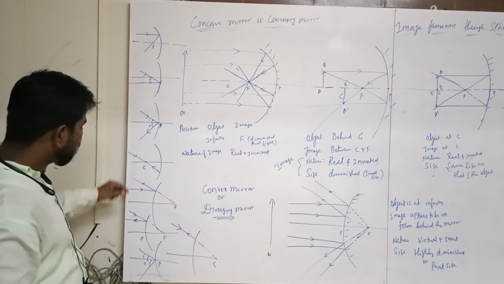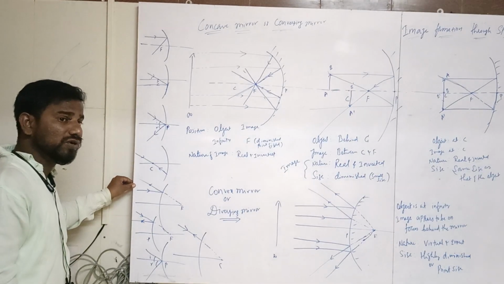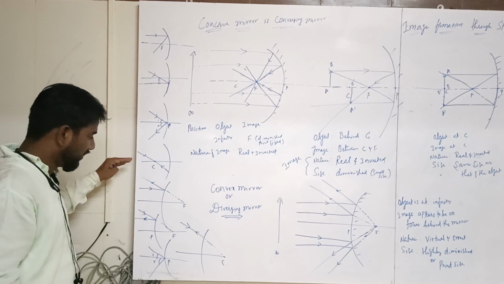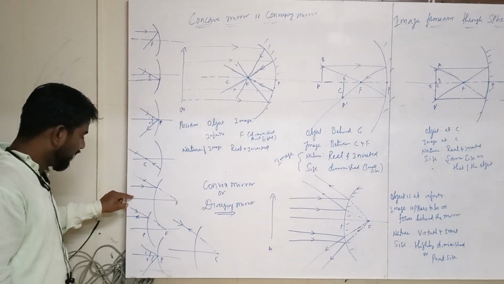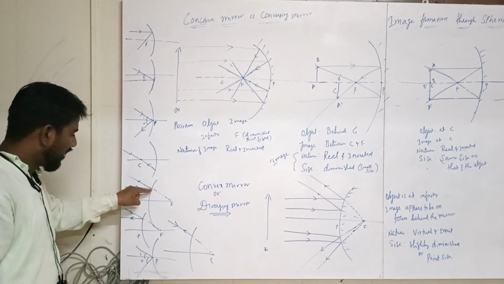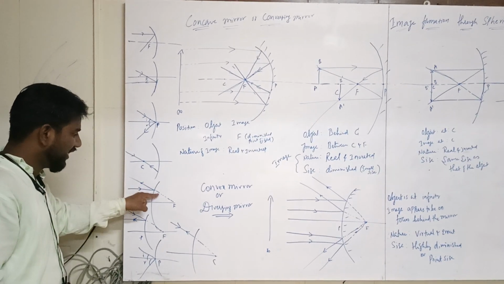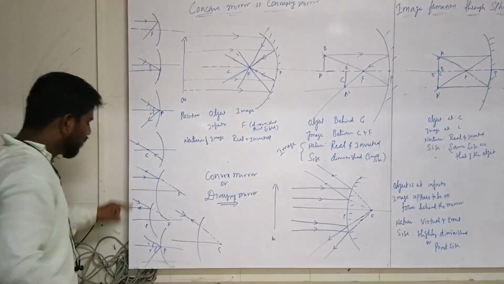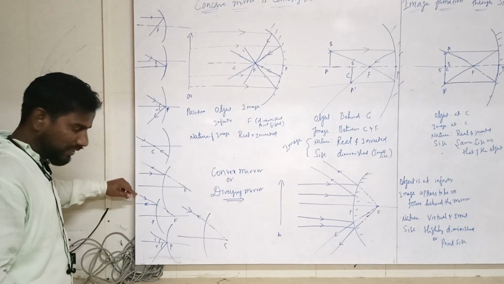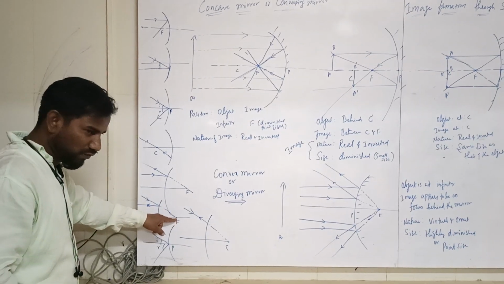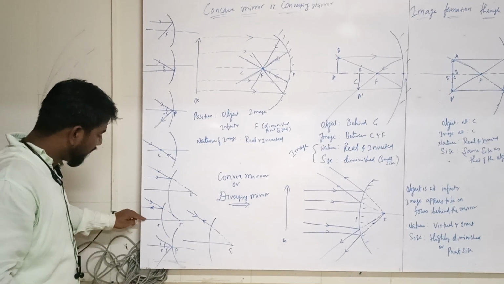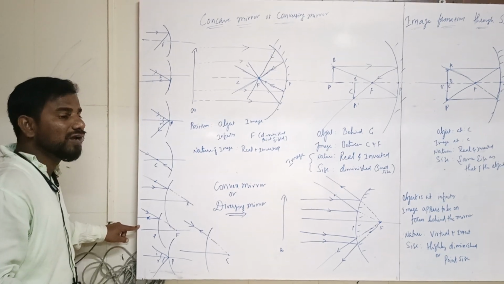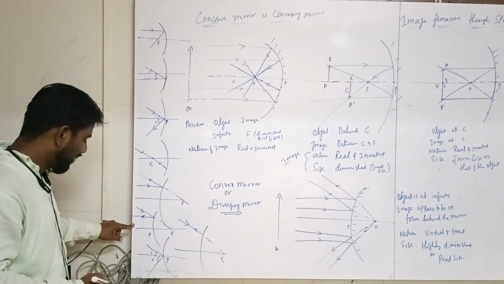So now coming to ray diagrams through a convex mirror. A convex mirror is a diverging mirror. When a ray is incident parallel to the principal axis, after reflection it diverges, but when we extend it, it appears to pass through the focus. When a ray is incident towards the focus, after reflection it will be parallel to the principal axis. As I said, this is the law of reversibility of light.